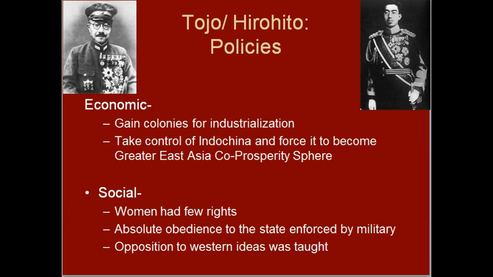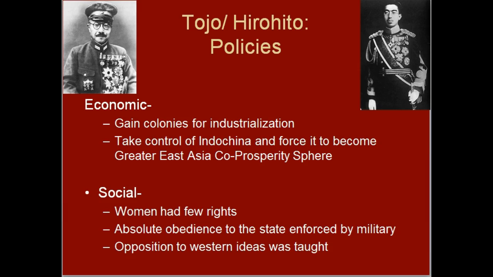Economically, their focus is to gain colonies for the industrialization of Japan. Their factories are producing, they're trying to build up their navy and air force and army, and so they want coal, especially from areas like Manchuria that they're going to attack in Korea. They're going to attack Vietnam to try and get rubber, and take control of Indochina, which is of course Vietnam at this point, and force it to become part of their sphere of influence.